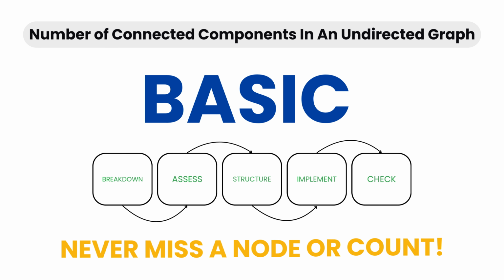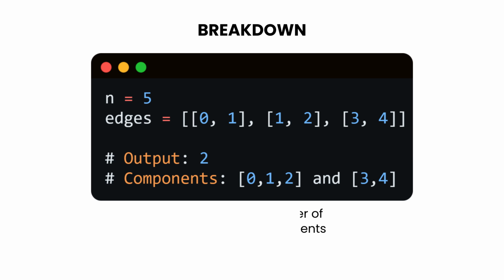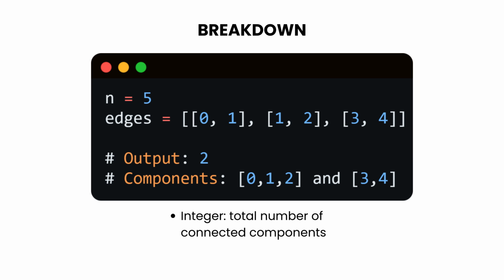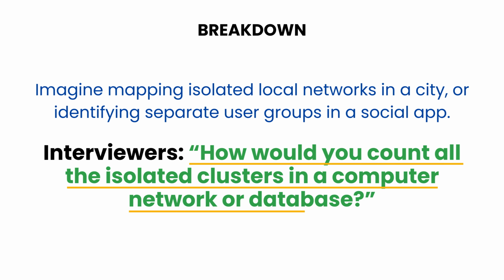Let's solve number of connected components in an undirected graph using the basic method, so you never miss a node or count. Input: integer n, number of nodes, and a list of undirected edges. Output: integer, total number of connected components. Imagine mapping isolated local networks in a city, or identifying separate user groups in a social app. An interviewer might ask, how would you count all the isolated clusters in a computer network or database?